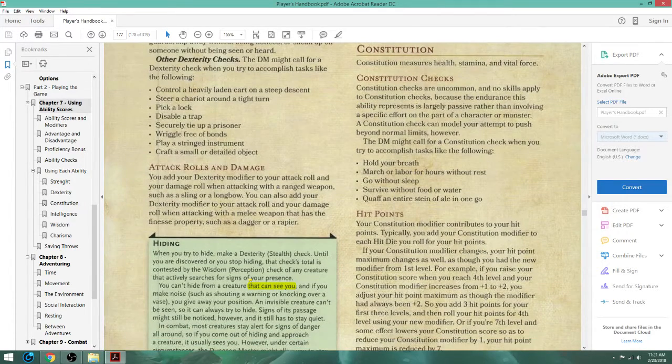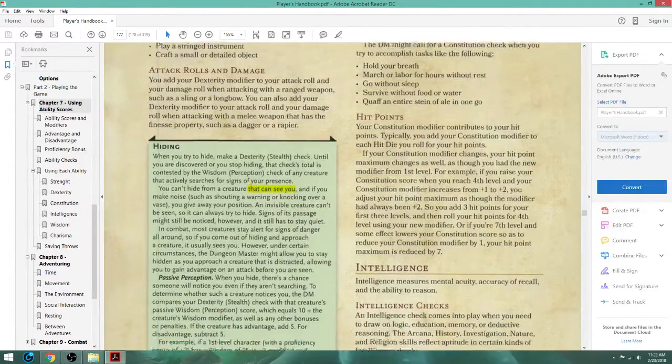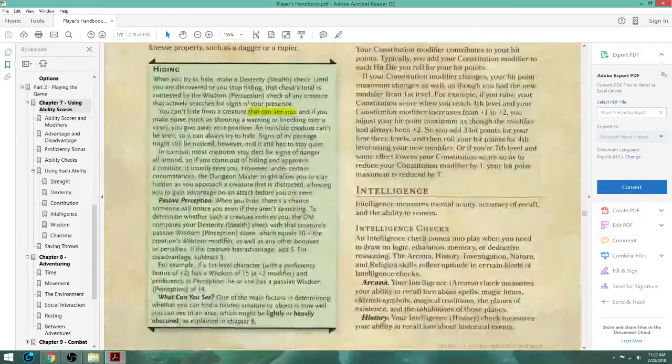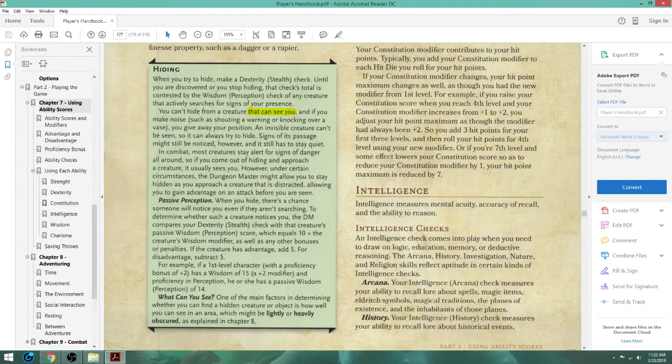So, here we are. So now, Constitution checks. Constitution checks are pretty simple, based on things such as hit points, how much you can handle, a certain amount of hours of labor, going without sleep, surviving without food and water, and if you get drunk, can you withstand not puking?